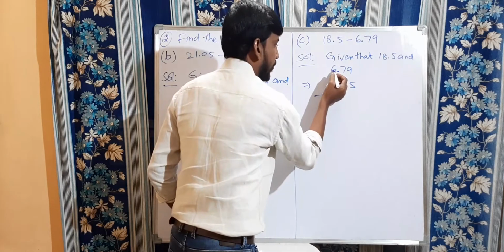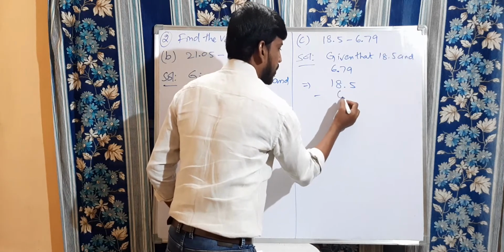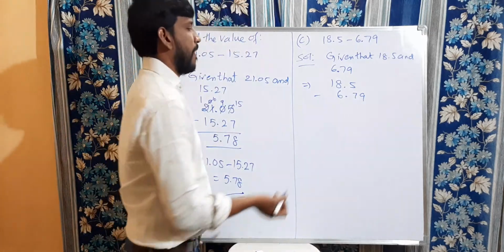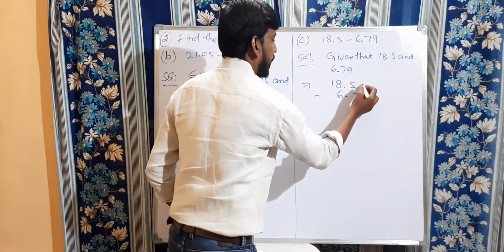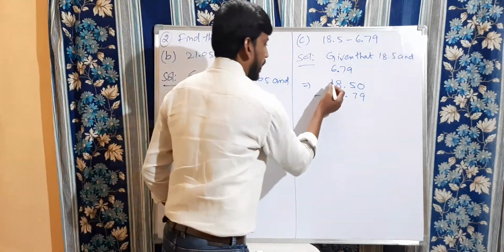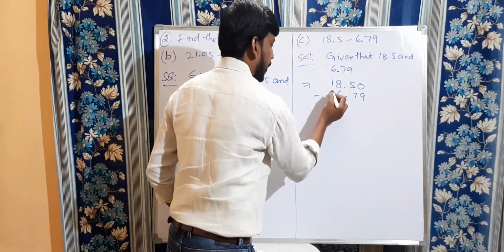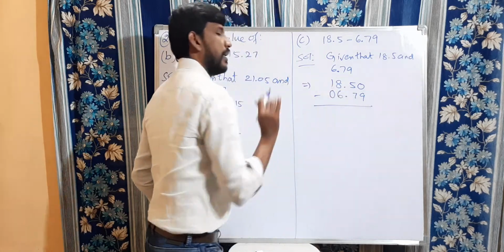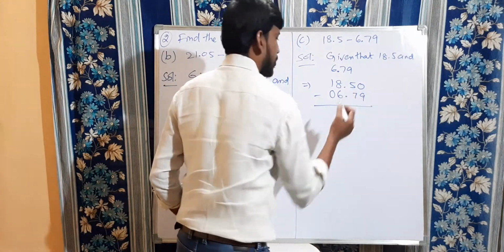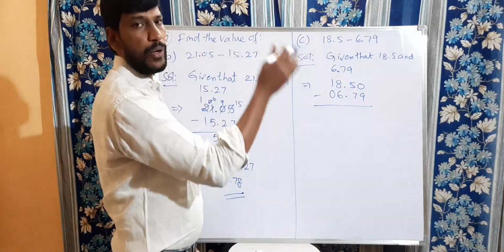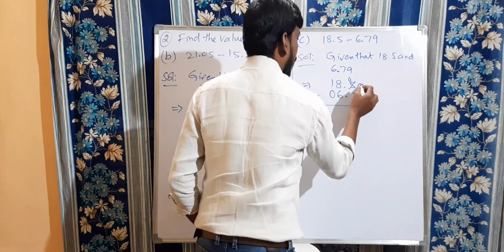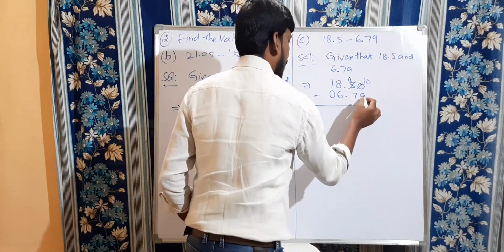Now 6 will come in the ones place, so 6 and 0.79. See, here nothing is there, so we need to keep the 0 compulsorily. Then here also nothing is there, so you should keep 0 also. You will not get any confusion, easily you can solve. Now 0 minus 9 is not possible. You need to take the borrow from 5. When taking the borrow, 5 will be cancelled and become 4. This will become 10. 10 minus 9 is 1.